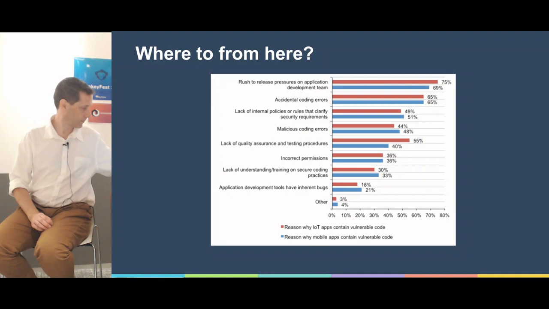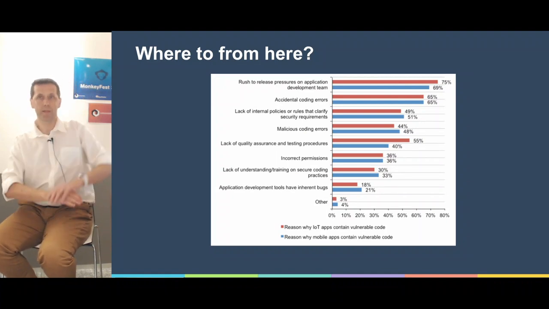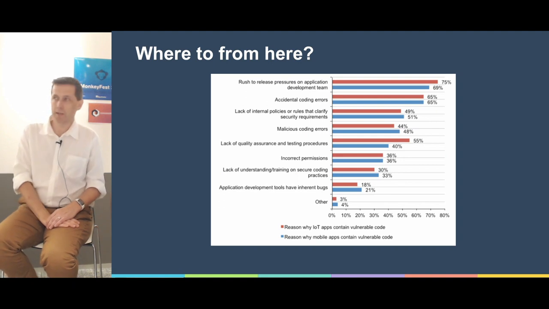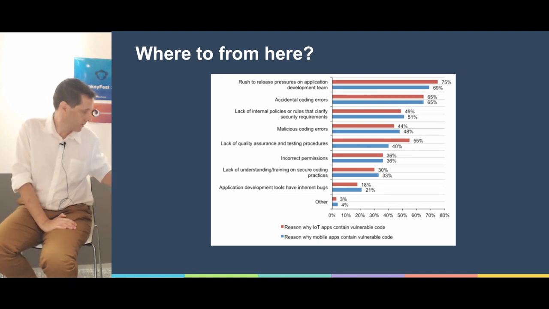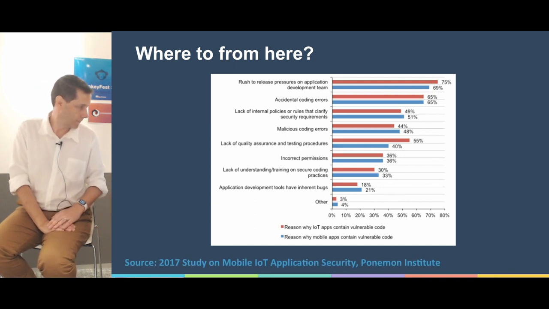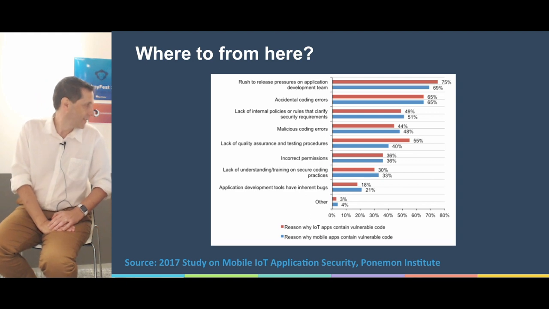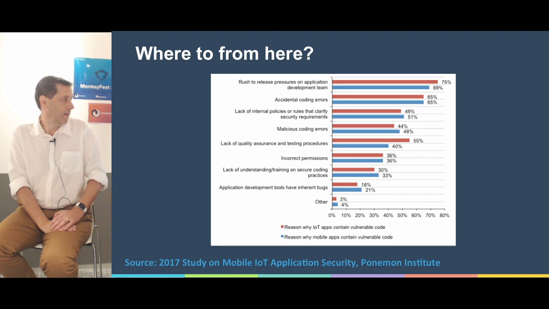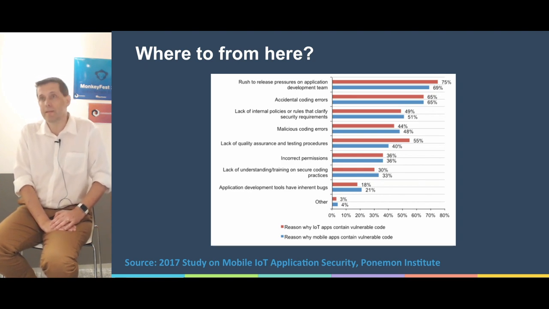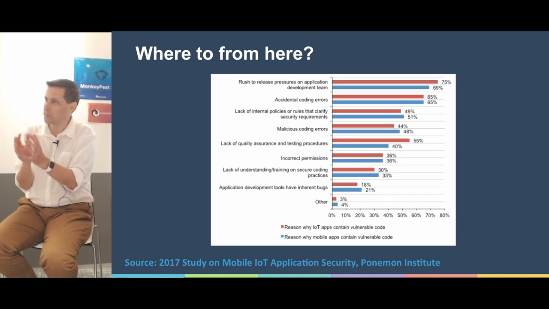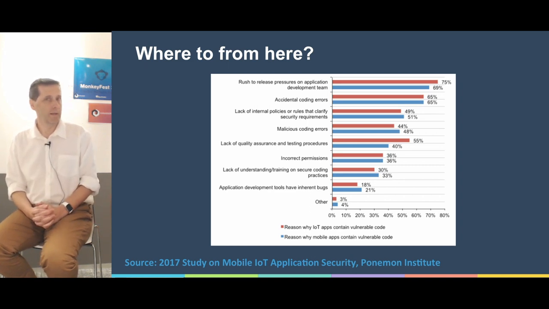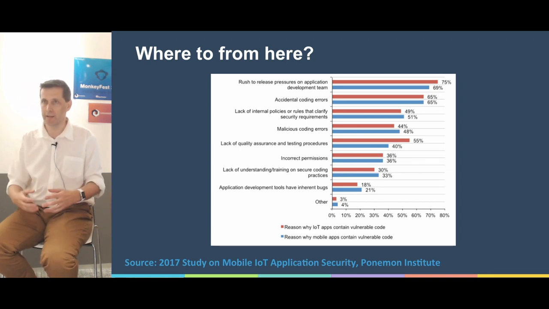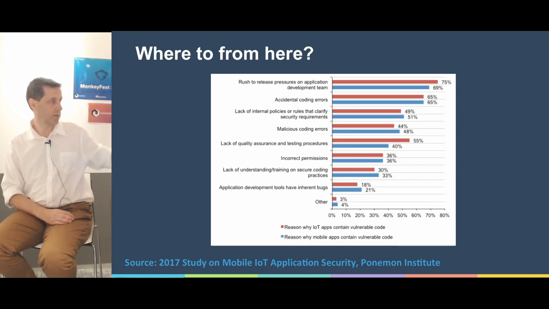So just to finish off, I see we're just about out of time. Some pointers as to what you can do next. This is going back again to that study from the Ponemon Institute. Yeah, don't call them Pokemon. This is showing reasons for the existence of insecure code. And you can see, as we said earlier, rush to release is right up there. Accidental coding errors is right up there. And you know, there's going to be quite a good relationship between those two. So if you can generally improve your coding standards and coding processes and peer reviews, then you'll make good headway there in the general security of your app.